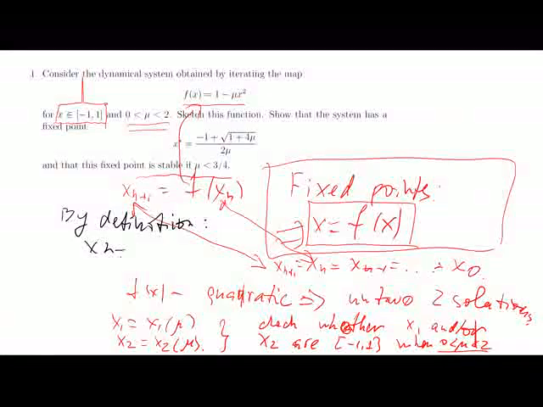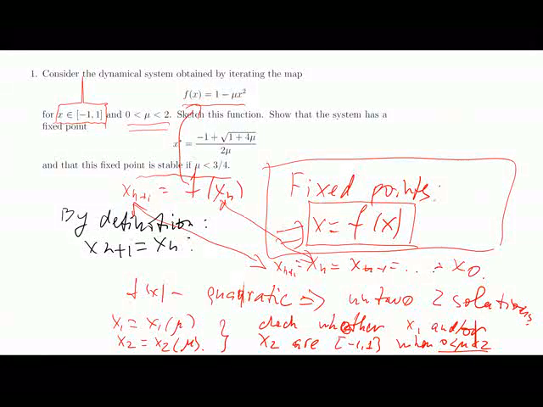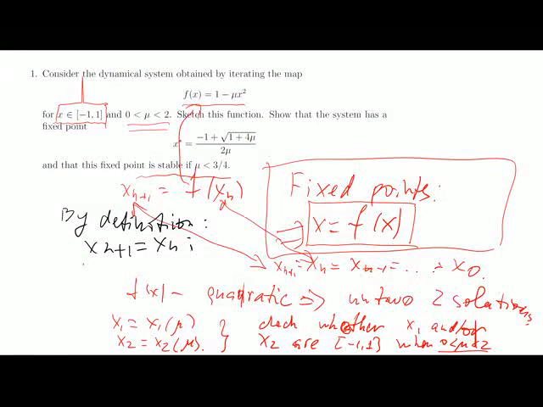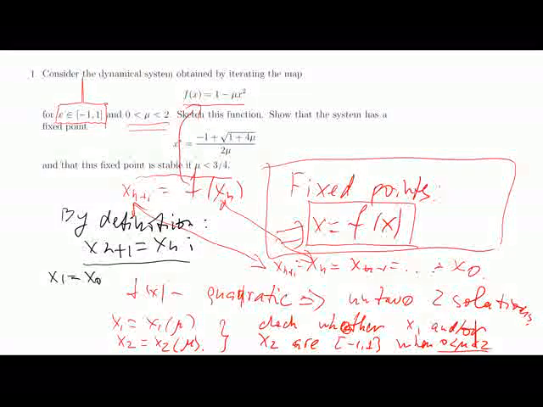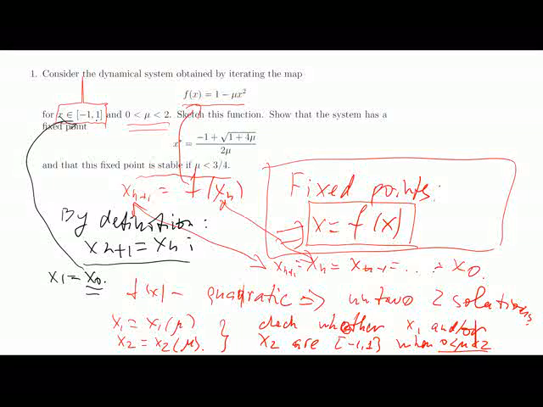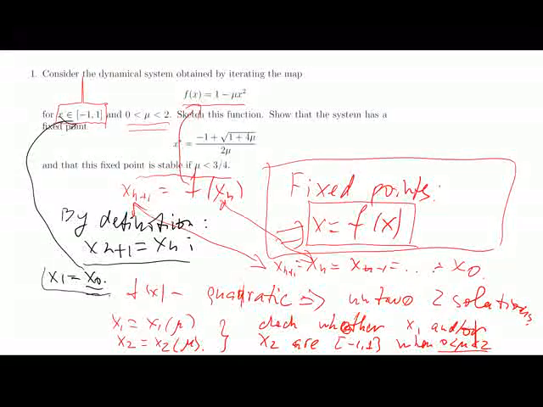xn+1 equals xn. And then what we want to find is, let's say x1 equals x0. So what values of x0 should I find? x0 is any number between -1 and 1. And fixed points are particular values for which this is satisfied, x1 equals x0.